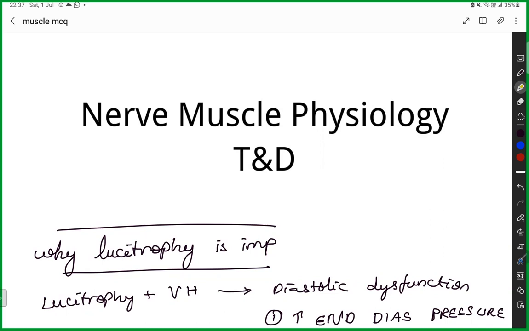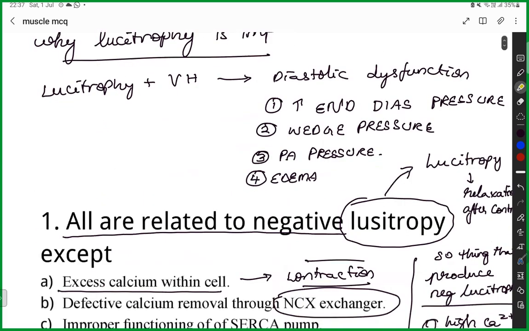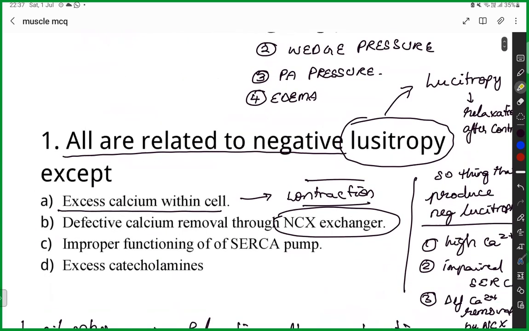To begin with, first question: all are related to negative lusitrophy except. To answer this question, first you need to understand what is lusitrophy. Lusitrophy means relaxation after a contraction. In which muscle? Inotropy, lusitrophy, chronotropy, all these things are discussed for the cardiac muscle. Inotropic means the force of contraction. Similarly, we are discussing the relaxation phase of a cardiac muscle.